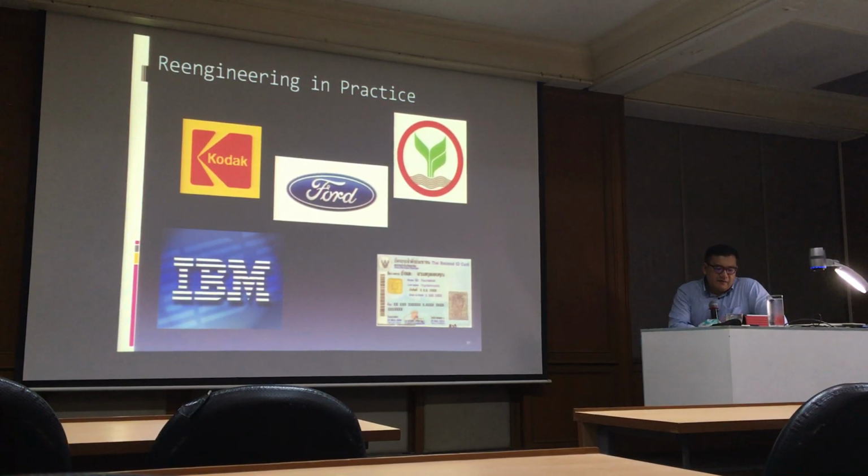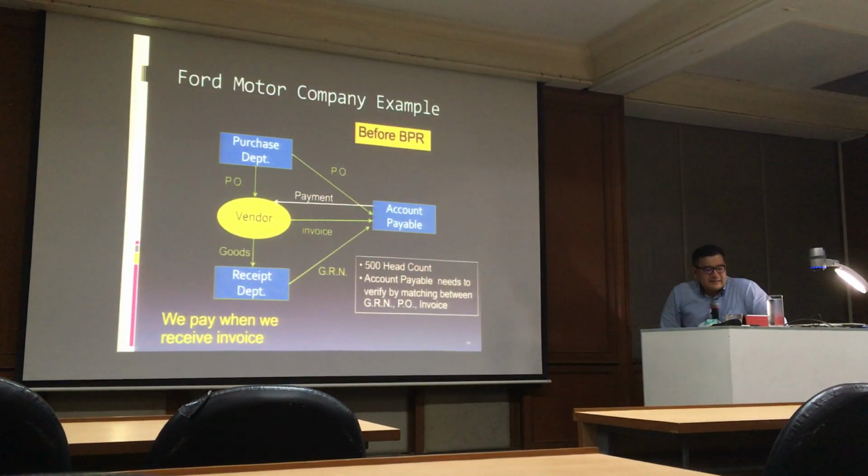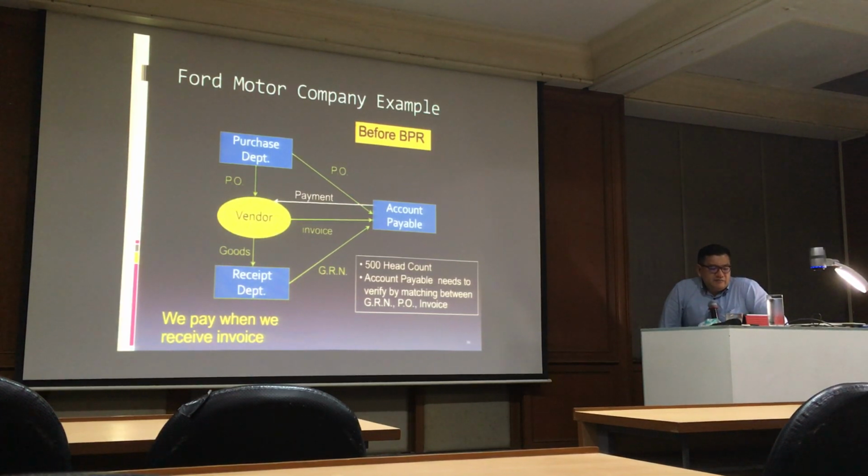And I also have the example of the Ford Motor Company in the past, and what they did using IT for reengineering. For example, in this case, we have the purchasing department, right? They launched a PO, purchasing order, to the vendors, and at the same time they sent a copy of the PO to the accounts payable department. Once the vendor got the PO, the vendor delivered the goods to the receiving department, and at the same time sent an invoice to accounts payable.